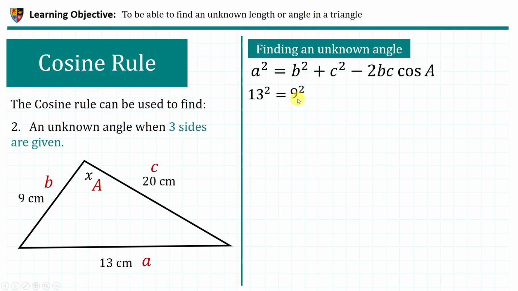Then b squared is going to be 9 squared. c squared is 20 squared, and we're going to take away 2 times 9 times 20 times cos x. A, the angle, is x. That's what we were given on our diagram. We want to find x. So what are we going to do?